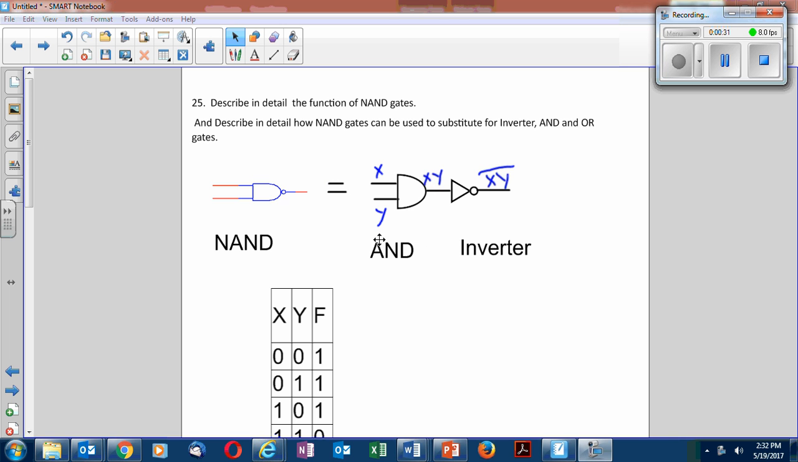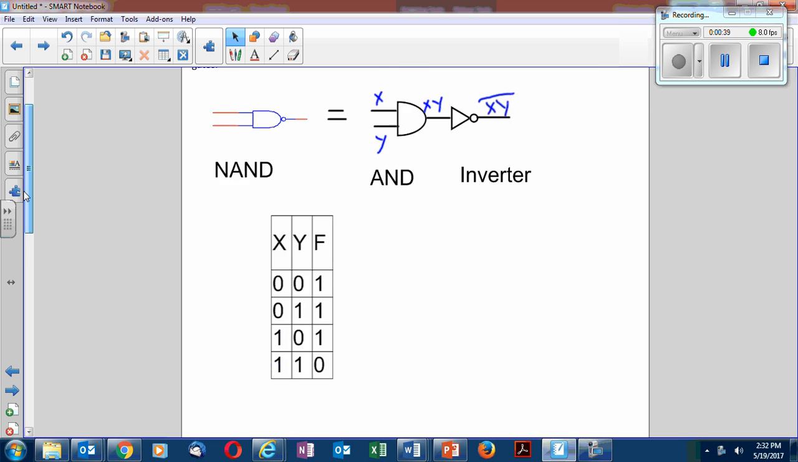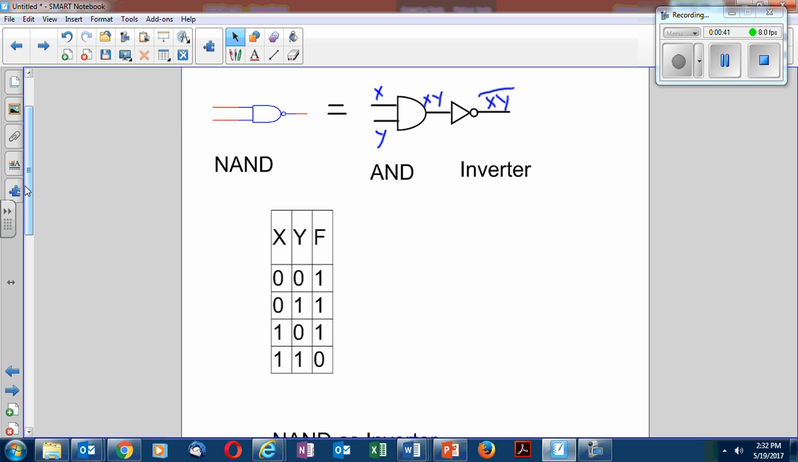So first you have an AND gate like XY, and then that output XY gets inverted. So the truth table of the NAND gate looks like a truth table for an AND gate after its output has been put through the inverter. So instead of having zeros everywhere where I'm supposed to have zeros for AND gates, I have ones, and where I have ones for an AND gate, I have zeros. So this is the truth table.